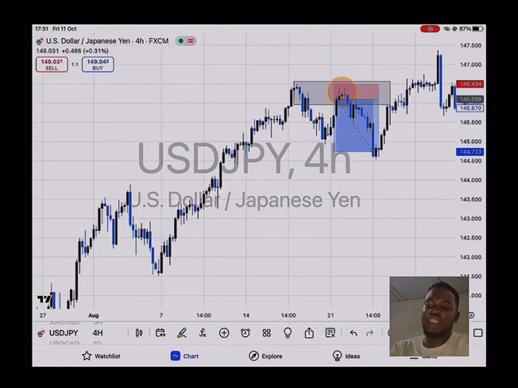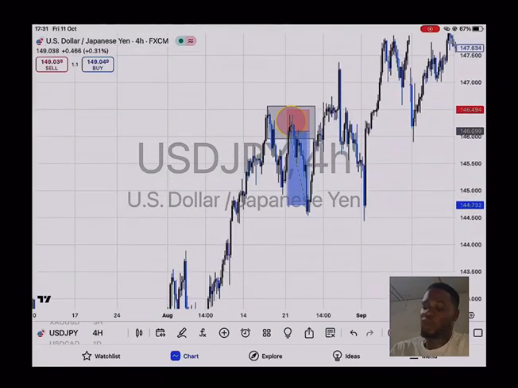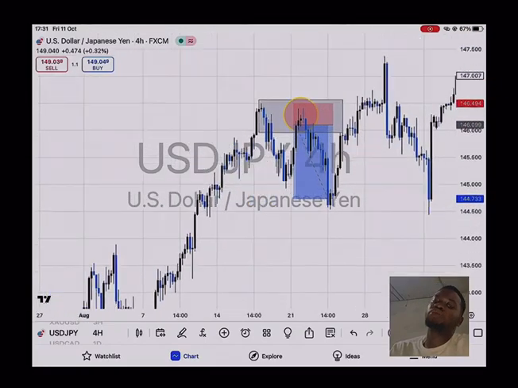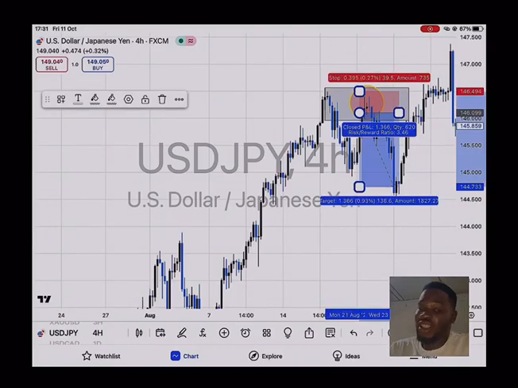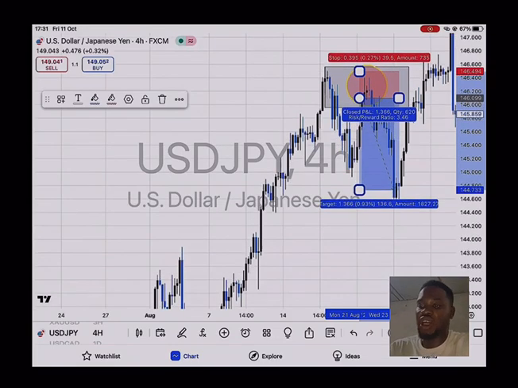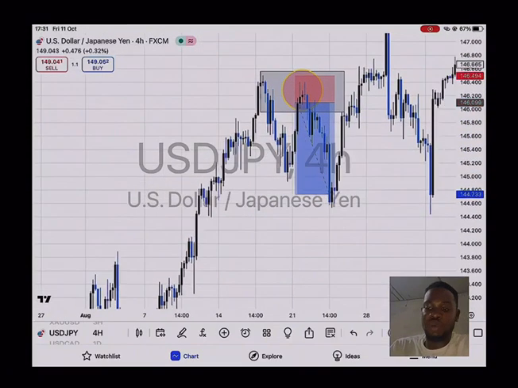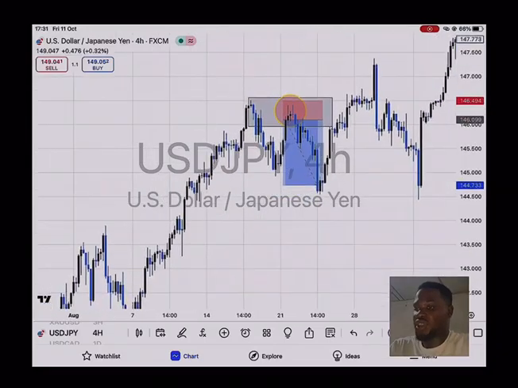And don't forget, this is on the 4-hour time frame. You understand? So imagine catching this kind of move on the 4-hour time frame. How do you think it's going to be on the 15 minutes time frame? Now this is about 136 pips on USD JPY. That's a very large amount of pips.